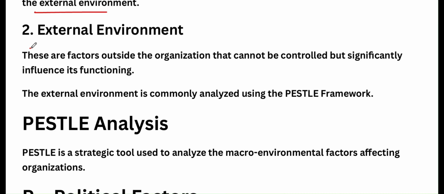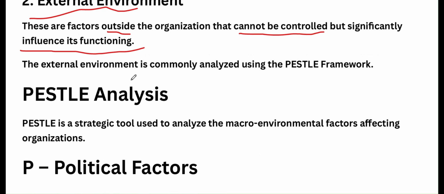Next one is external environment. So there are factors outside the organization that cannot be controlled but significantly influence its functioning. If it is inside the organization, we can control it. But if it is outside the organization, can we control it? No, you cannot control it, but it can significantly influence its functioning. It can influence the functions of the organization.